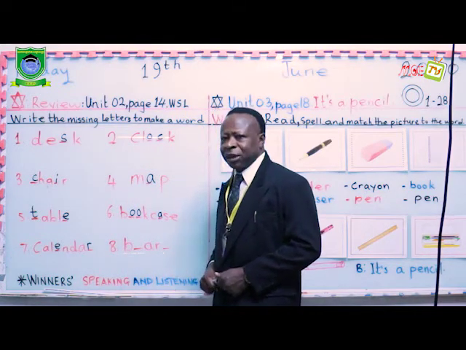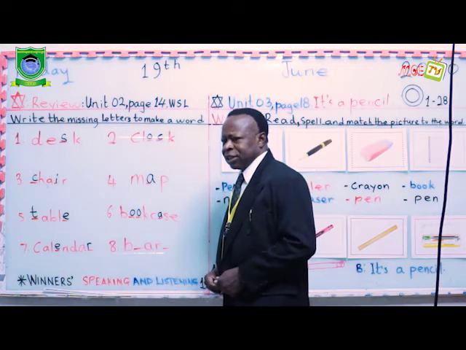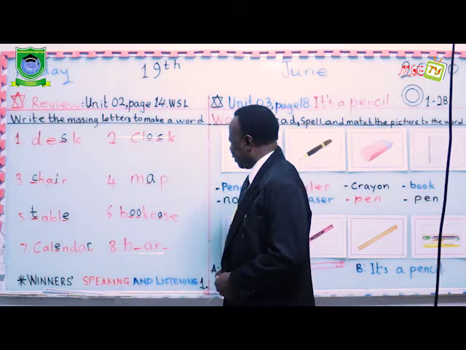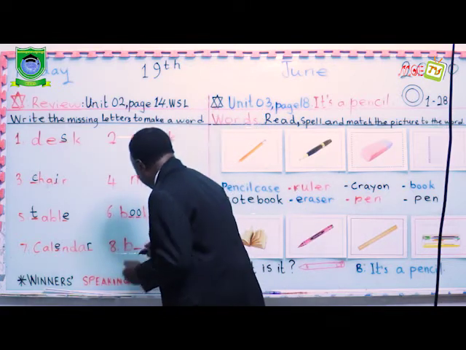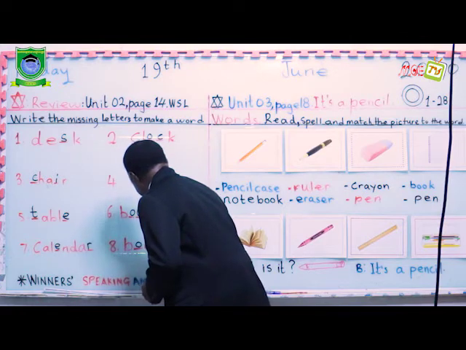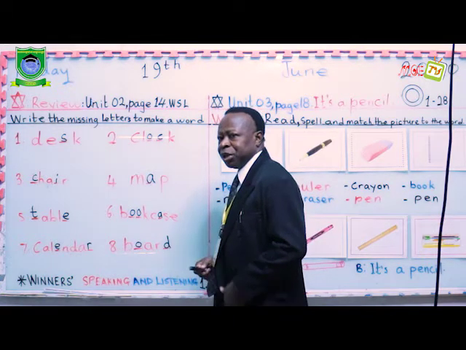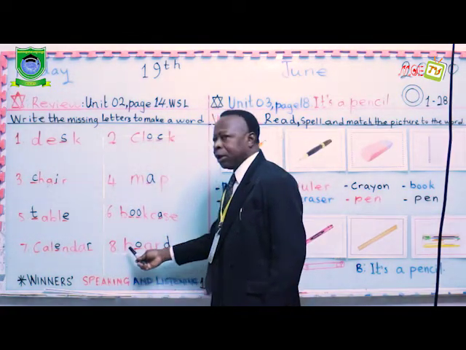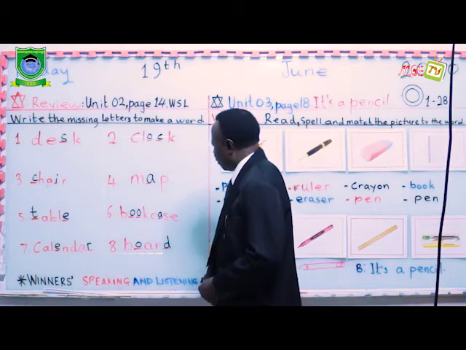Let's move on to the last but not the least, number eight. Next to Bolin. What are the missing letters? Letter O and letter D. Well done. So you said letter O and letter D. Board. Board. So board, the whole class, spell to me. B-O-A-R-D. Again, B-O-A-R-D. Board. Well done.